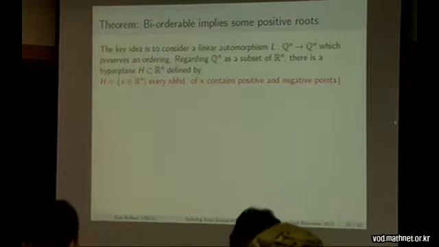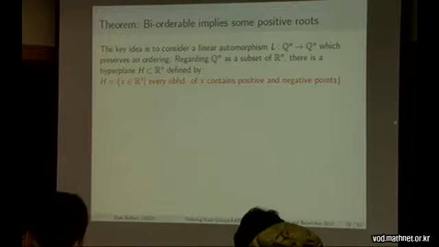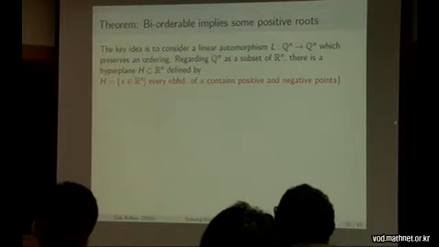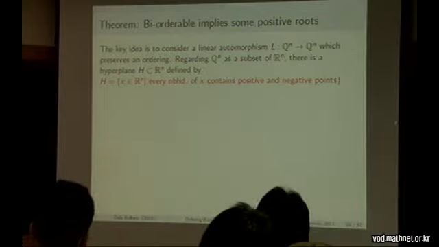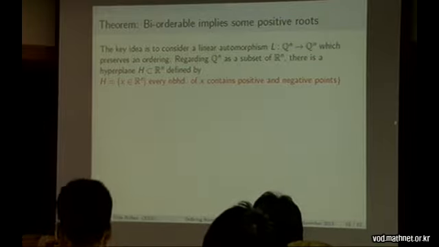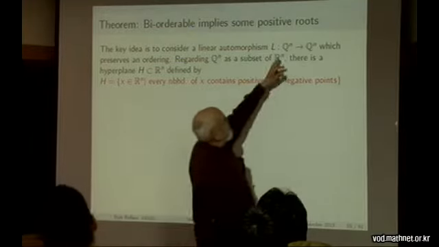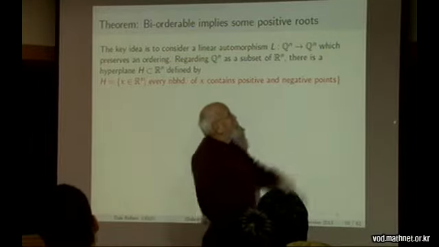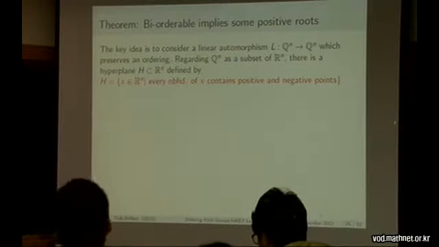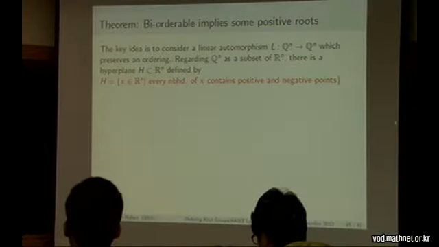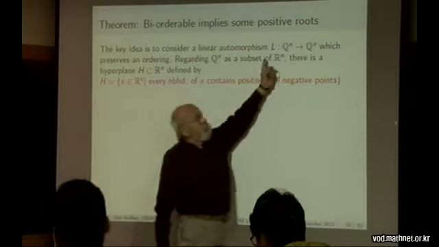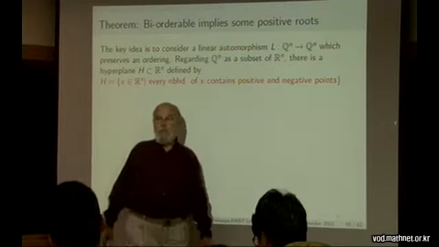So we kicked this around a lot, and I'm not going to go into all the details. We have some short exact sequences to deal with, but the key idea is to consider a linear automorphism of a rational vector space of finite dimension, Q to the n, and suppose that preserves an ordering. I want to be able to conclude then that it has a positive real eigenvalue.